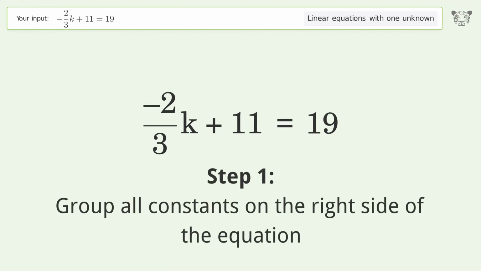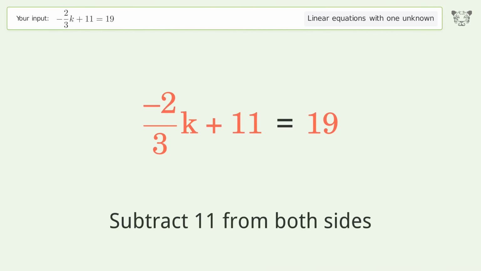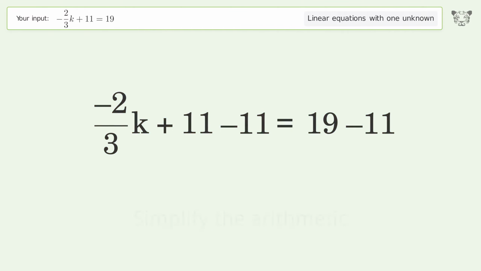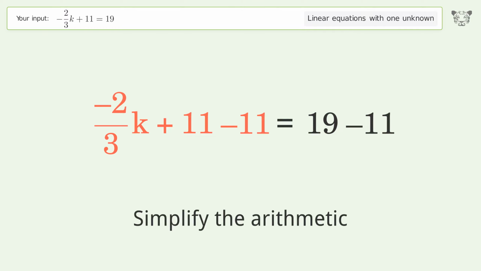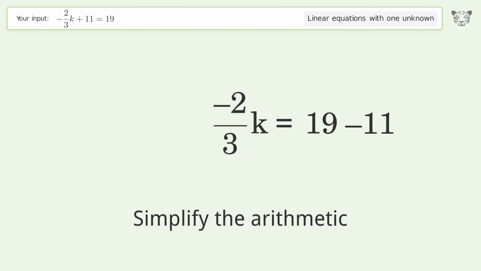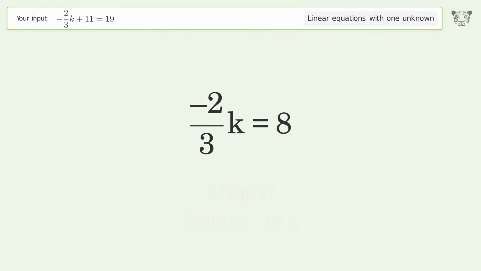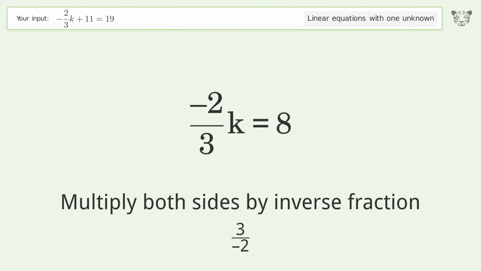Group all constants on the right side of the equation. Subtract 11 from both sides. Simplify the arithmetic. Isolate the x. Multiply both sides by inverse fraction 3 over -2.